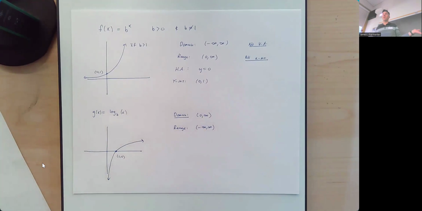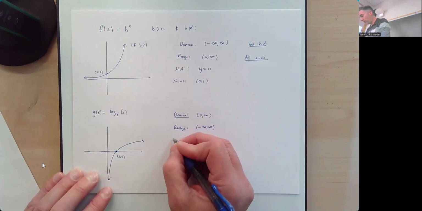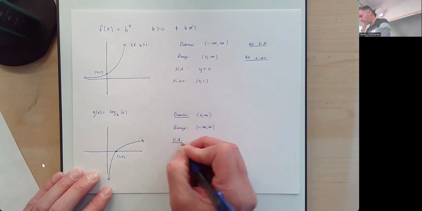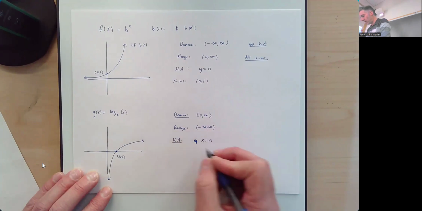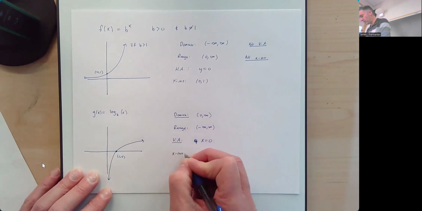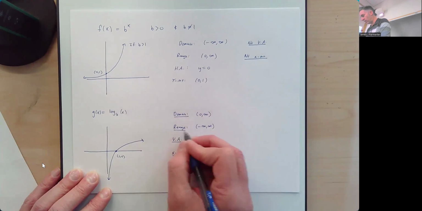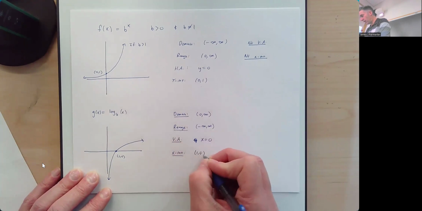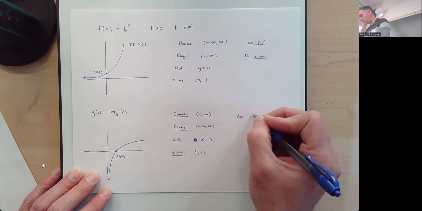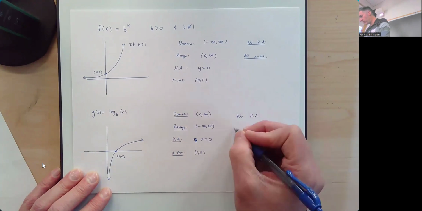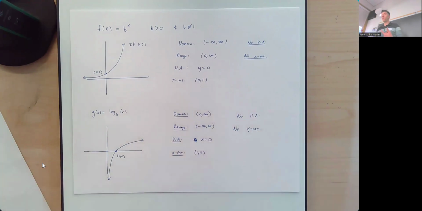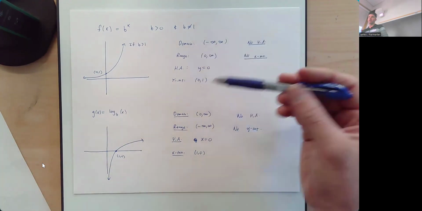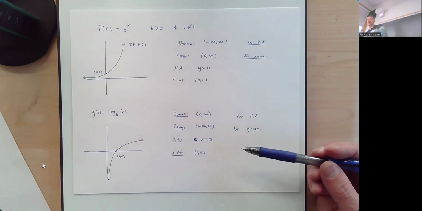The domain and the range have switched, which happens when you find an inverse function. We have a vertical asymptote at x equals 0. And we have an x-intercept, not at 0, 1, but at 1, 0. Here we have no horizontal asymptote. We have no y-intercept.